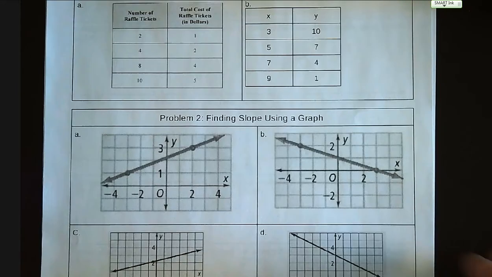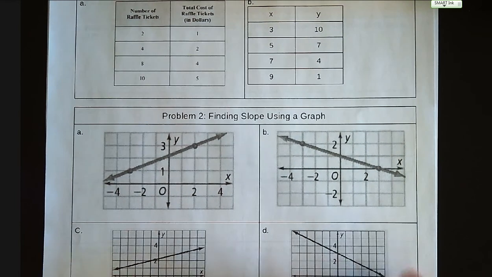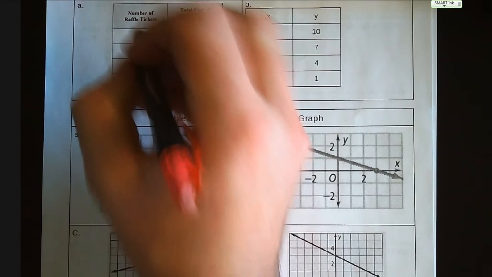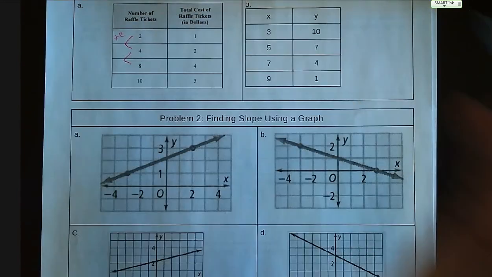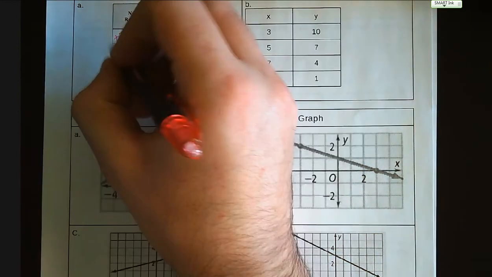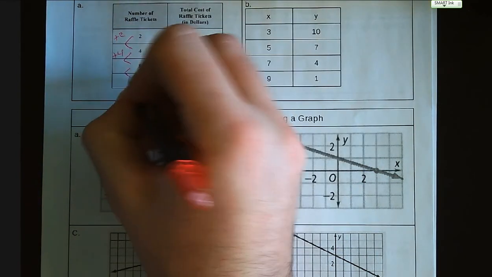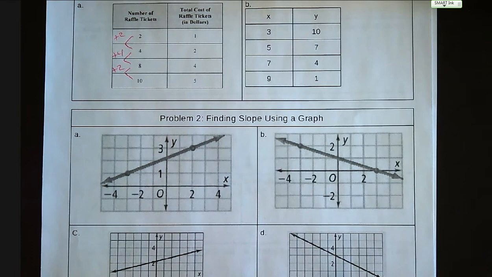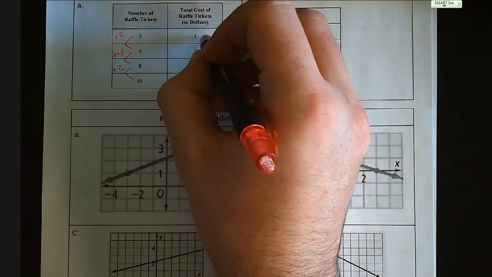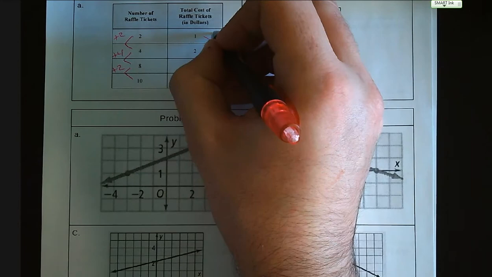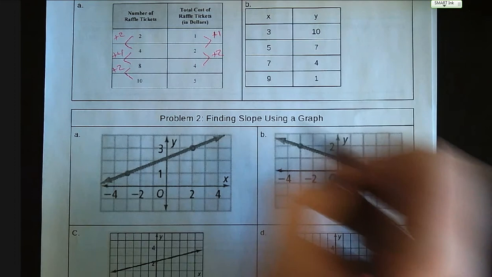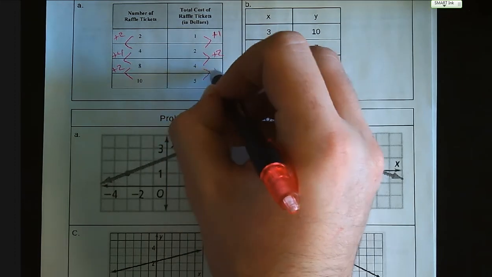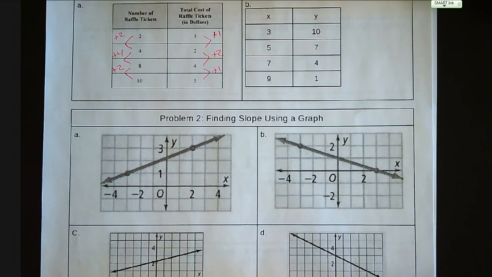So letter A, we have number of raffle tickets, and it looks like our first row we are adding 2 each time. Our second to third rows we're adding 4, and our third to fourth rows we're adding 2. Now if we look at our total cost of raffle tickets, if we go from 1 to 2, that's an addition of 1. If we're going from 2 to 4, we're adding 2, and from 4 to 5, we're adding 1 again. So you want to just pick one of those ratios, and we'll go with it.